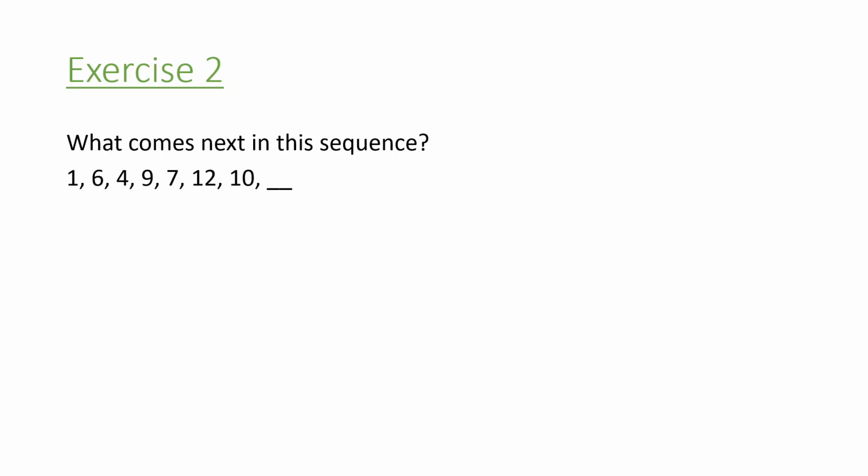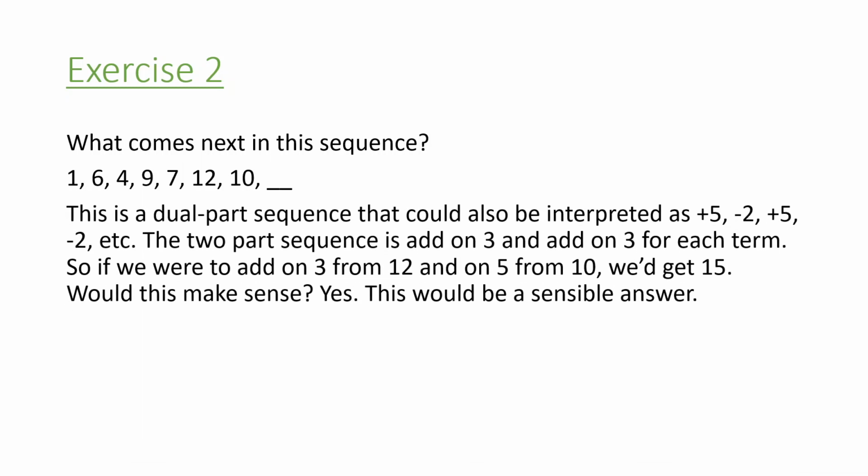Okay, now it's 25 seconds up. This is another dual part sequence where it could also be interpreted as add 5, minus 2, add 5, minus 2, etc. The two-part sequence is they both add on 3. So we could have 12, add 3, or 10, add 5. From both points of view, we would have 15. And would this make sense? Yes, because we are progressing from both 12 and 10.